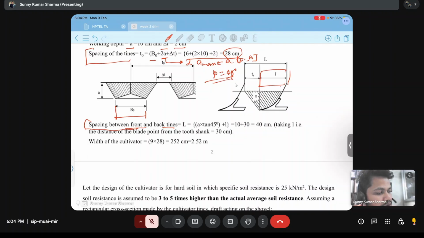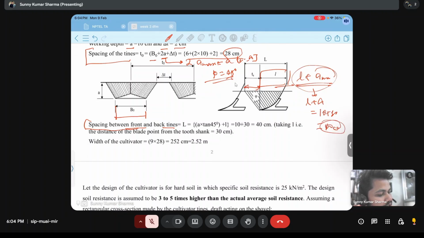So L plus a max will be the distance between front tine and back tine. So this is L plus a, which is equal to 10 plus 30, equal to 40 centimeter.